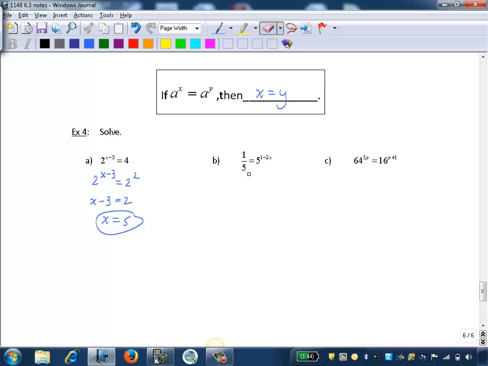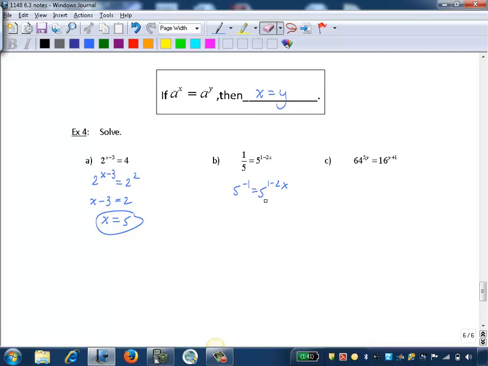Let's look at part B. Here we have 1/5 equals 5 to the 1 minus 2x power. So if I look at the left and the right sides, I can see on the right side I have a base of 5, and then on the left I've got a 1/5. Well, we know that 1/5 is the reciprocal of 5, and in order to indicate reciprocal, we use a negative exponent. So if I rewrite that 1/5 as 5 to the negative 1 power, I'll have 5 to the negative 1 equals 5 to the 1 minus 2x.